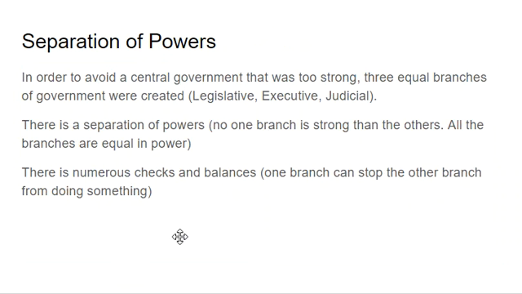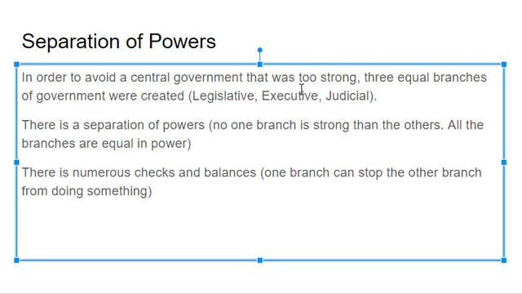Another important part of the Constitution was separation of powers. And in order to avoid a central government that was too strong, 3 equal branches of government were created. In the United States, we have 3 branches: the legislative branch, the executive branch, and the judicial branch. And you have to remember that colonists did not want a central government that was too strong. England had a central government that was too strong, so they did not want that.